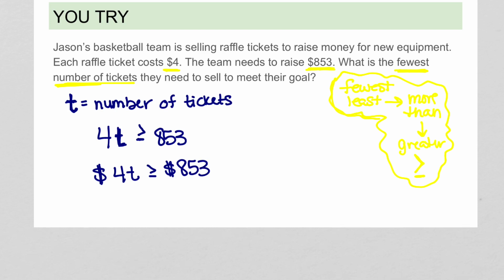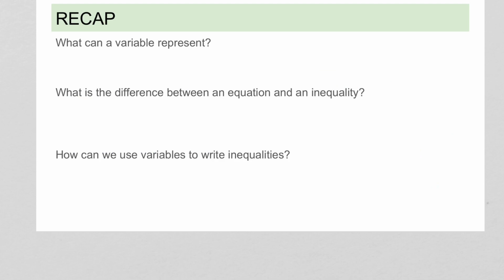All right. So let's kind of recap that really quick. What does a variable represent? Well, a variable can represent any unknown value. I know I've been drilling that in your head, but it's very important that you understand that.